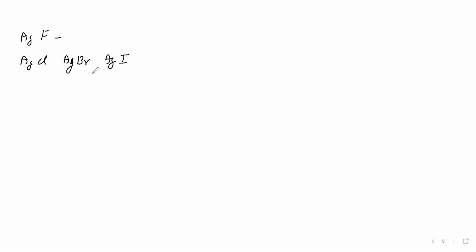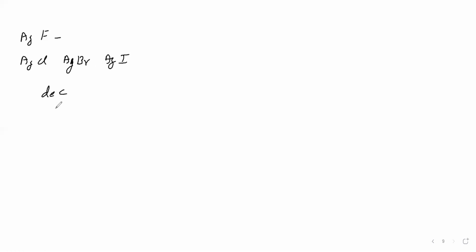Down the group, solubility decreases. That means AgF is more soluble than AgCl, and AgCl is more soluble than AgBr, like this. AgF is slightly soluble in water, and AgCl, AgBr, AgI are insoluble in water.